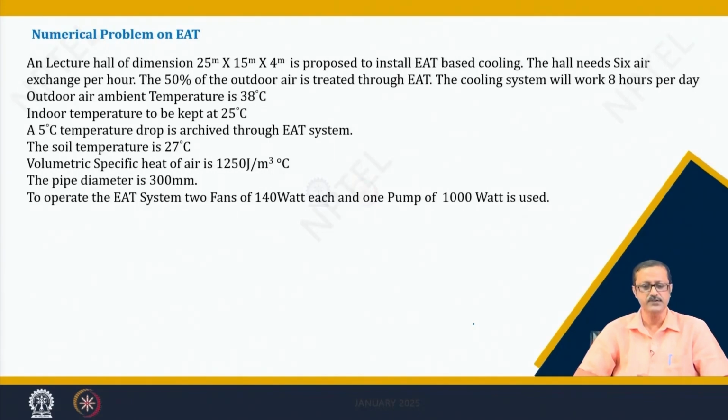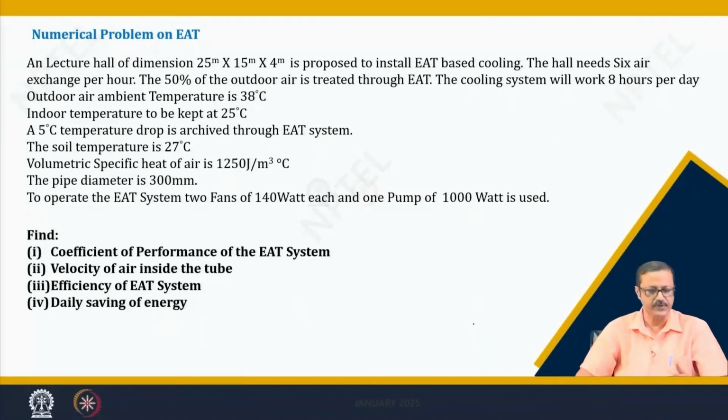I have estimated that a 5 degree centigrade temperature drop will be achieved by the EAT. So, 5 degree drop means when the 50% of the 38 degree air passes through, I expect 38 minus 5, that is 33 degrees, as the temperature from the EAT, and the soil temperature is 27 degrees. The specific heat, volume and pipe diameter are everything given. The last line I have written is that to operate this system I need 2 fans of 140 watts each and 1 pump of 1000 watts. I have to find out the coefficient of performance, the velocity of the air inside the tube, the efficiency of the EAT system, and the daily energy savings.